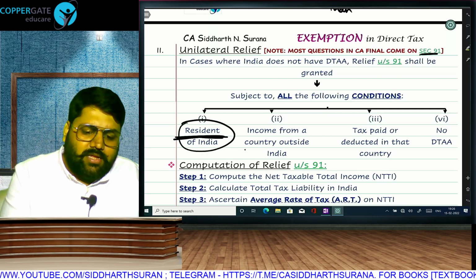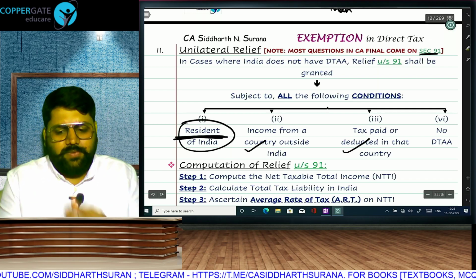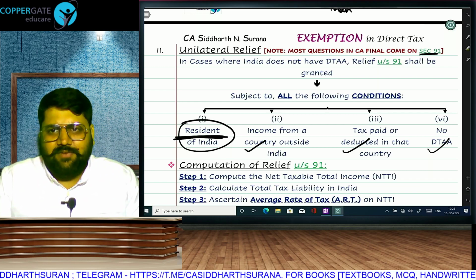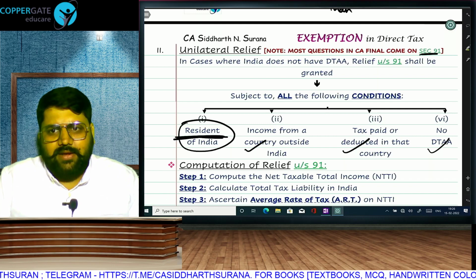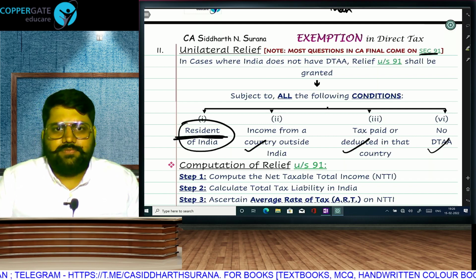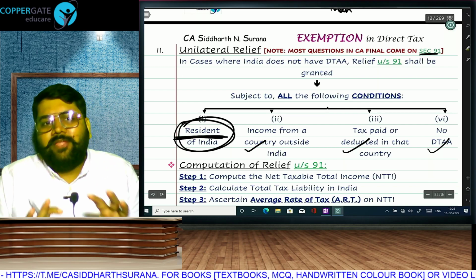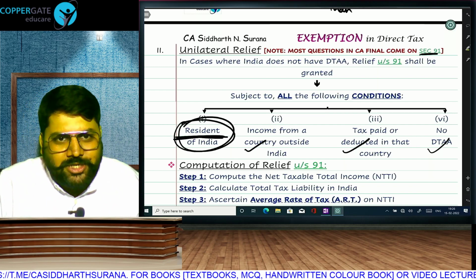Other conditions: income outside India, tax has to be paid outside India, and there should not be any DTAA. Of course, if there is DTAA, then we will take bilateral relief. We are taking unilateral, means that there is no DTAA. Now see, logic, if you want me to explain, this is a revision lecture. I cannot explain logic here.